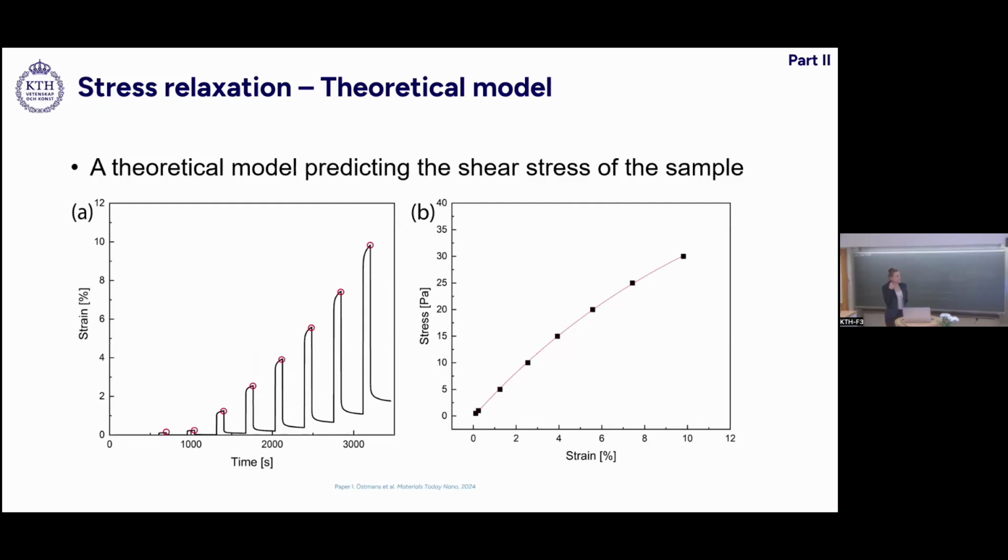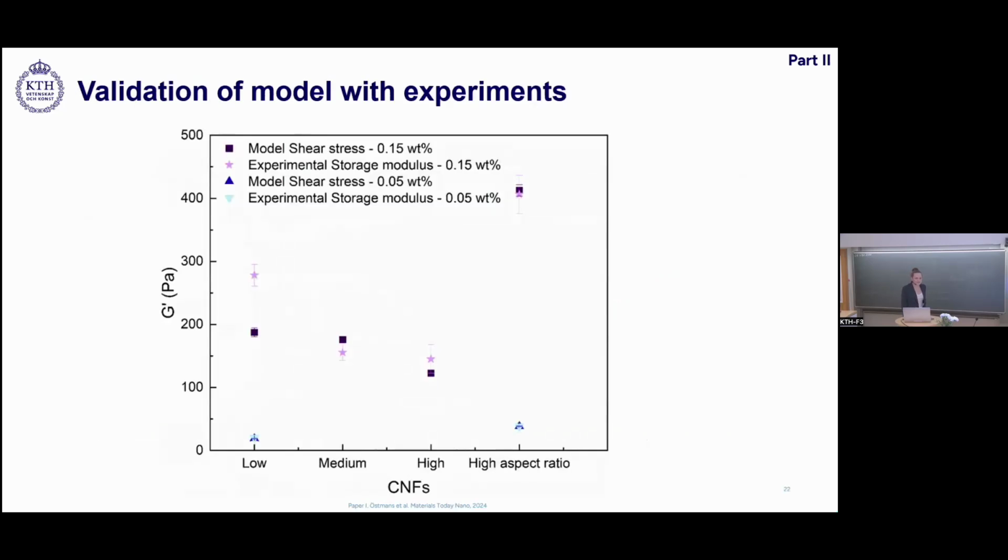So now we know we can actually use this model to predict the shear stress of our sample. So what we did then was that we took the maximum strain at each stress and we fitted this into Ivan's model. And then we could actually predict the shear stress for our different hydrogels. And as you can see, we have quite good agreement for almost all samples, which is an indication that this model works quite well when we compare the shear stress with the experimentally measured storage modulus for hydrogels at rest.